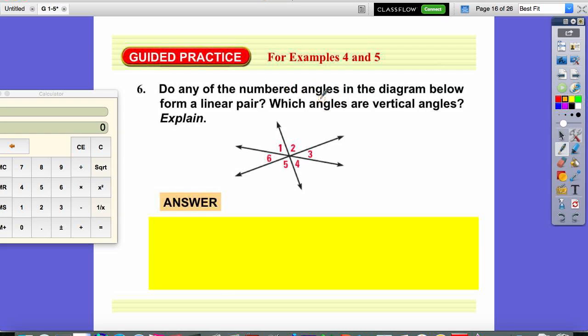Do any of the numbered angles in the diagram form a linear pair? Okay. None of these are linear pairs because in order to get a straight line, you need 3. There are vertical angles though. So angle 2 and angle 5 are vertical. Angle 1 and angle 4 are vertical. Angle 3 and angle 6 are vertical angles.